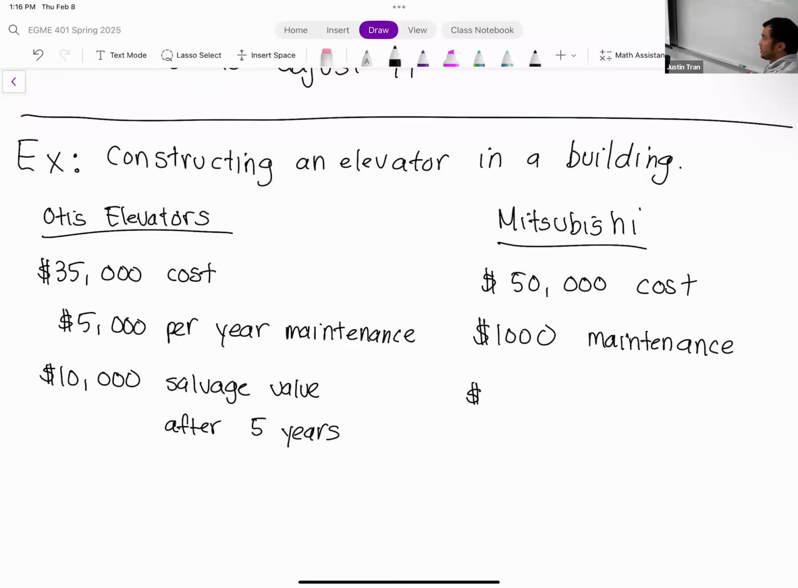All right. Mitsubishi doesn't have a recycling program, but you did learn from the Otis rep that you could sell the parts of the Mitsubishi elevator to them, but at a much lower price. And so Otis tells you that you can sell those parts for $5,000. That's going to be our salvage value.